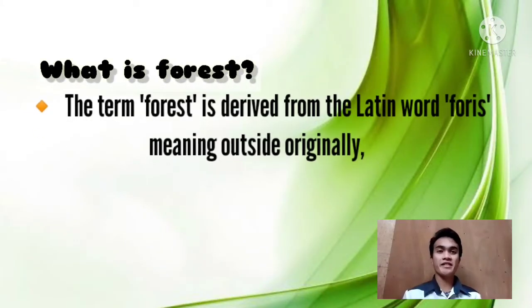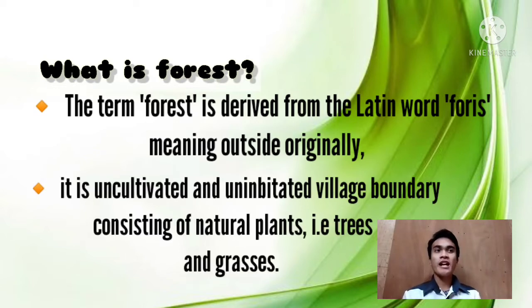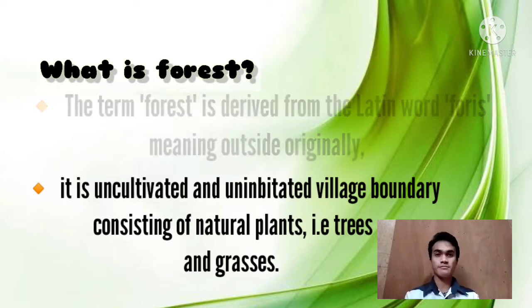The term forest is derived from the Latin word foris, meaning outside originally. It is uncultivated and uninhabited village boundary consisting of natural plants, for example, trees and grasses. Why is it called uninhabited village? Because no humans live here except wildlife, and it consists of trees and grasses only.